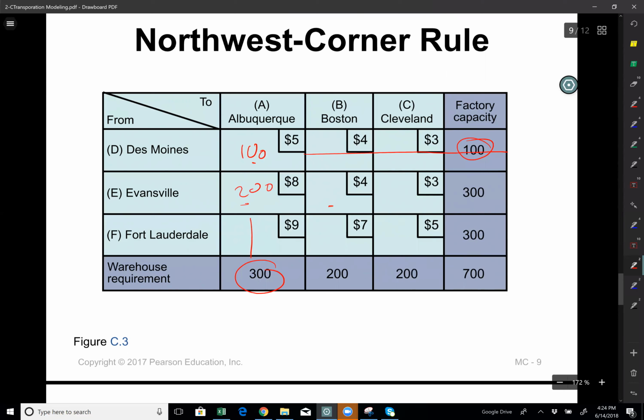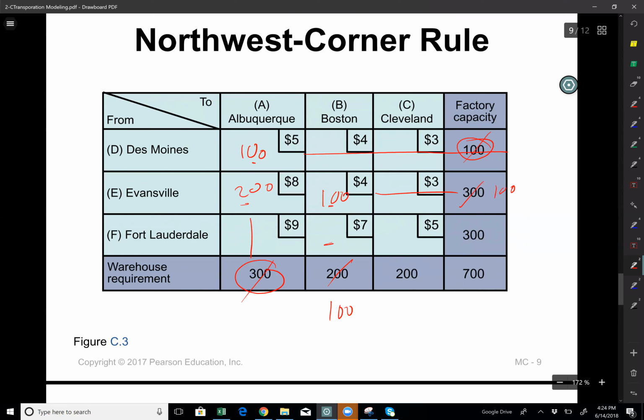Now I will look at this spot right here, from E to B, and I'm only sending 200 from E, so I have 100 capacity left here, so I can send 100 units here. If I send 100, that will cross out the row, and I will have the demand need here for 100 units. And now my northwest corner is right here.